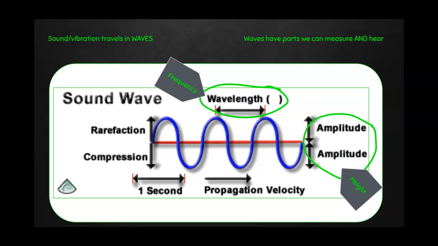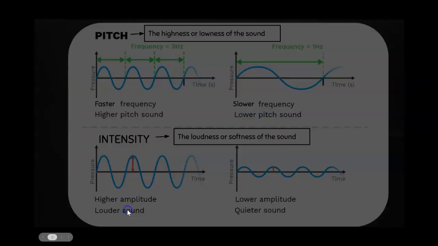Now, these have effect on the sounds we can hear. The frequency of a sound wave, how fast or how slow it moves, relates to its pitch, the highness or lowness of the sound. And the height of a wave relates to the intensity or the loudness and softness that we can hear in the sound.